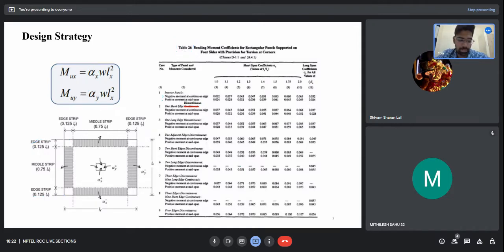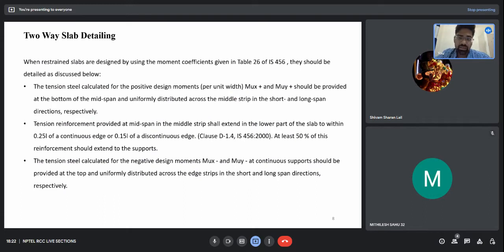Now let's move on further. Okay, now the most important part, the curtailment of reinforcement in two-way slab. This is a bit difficult to understand, so pay attention.